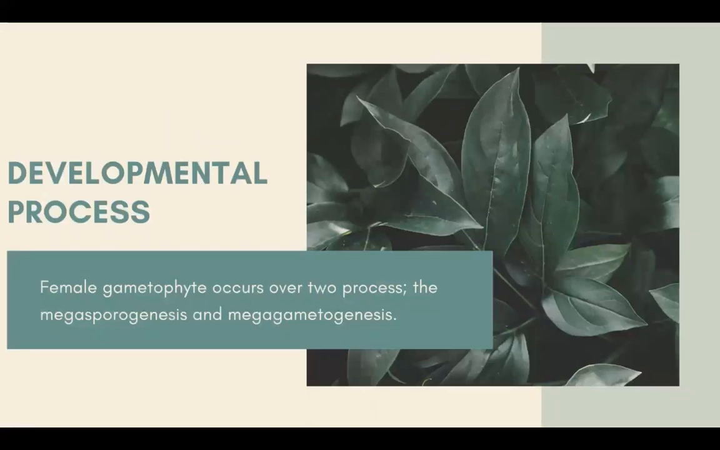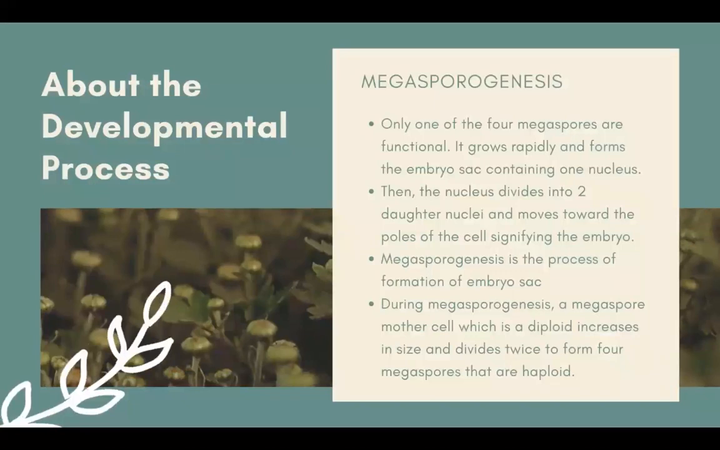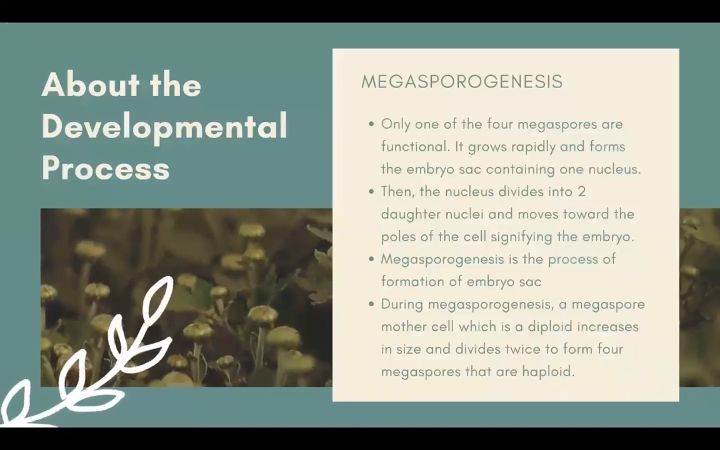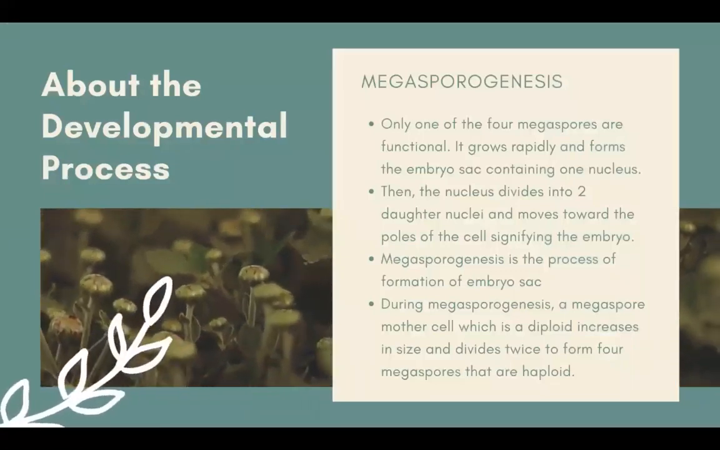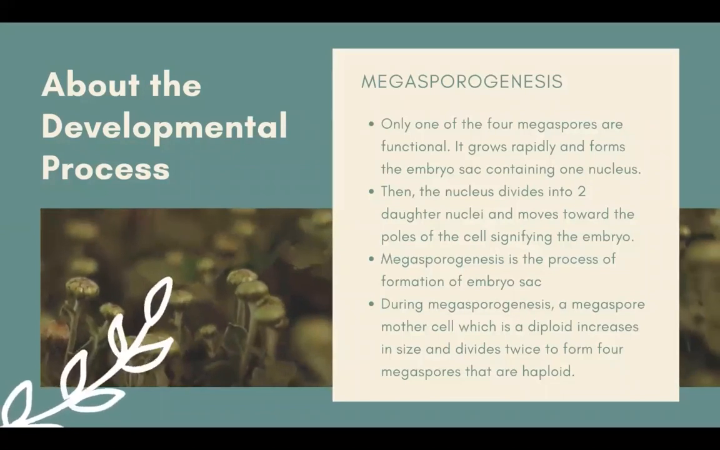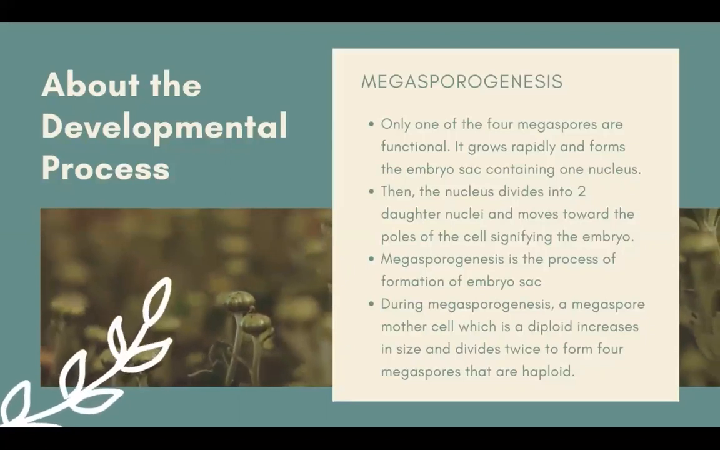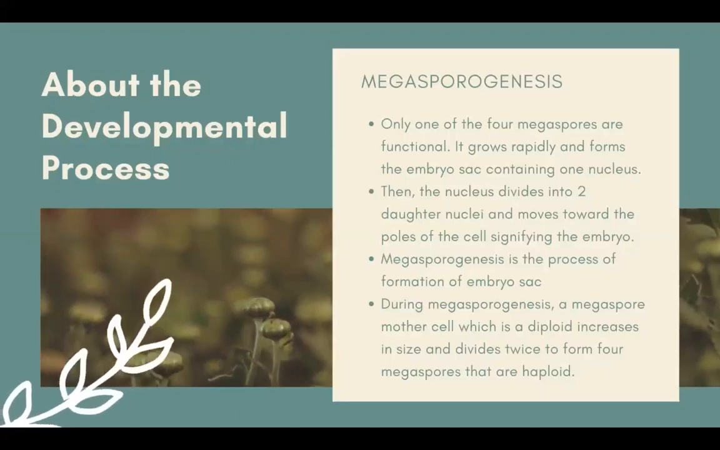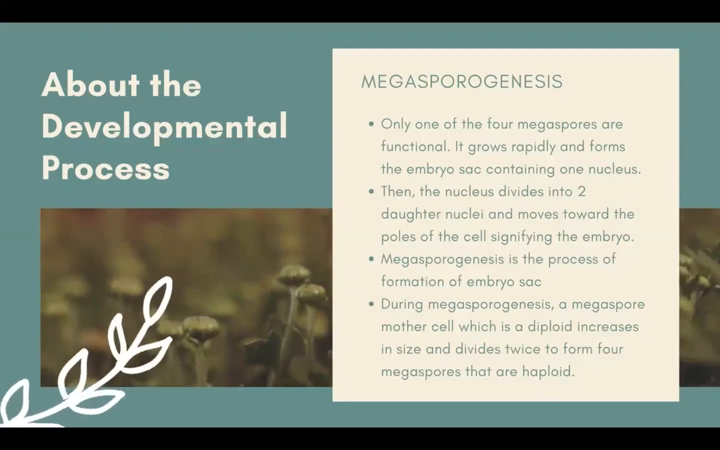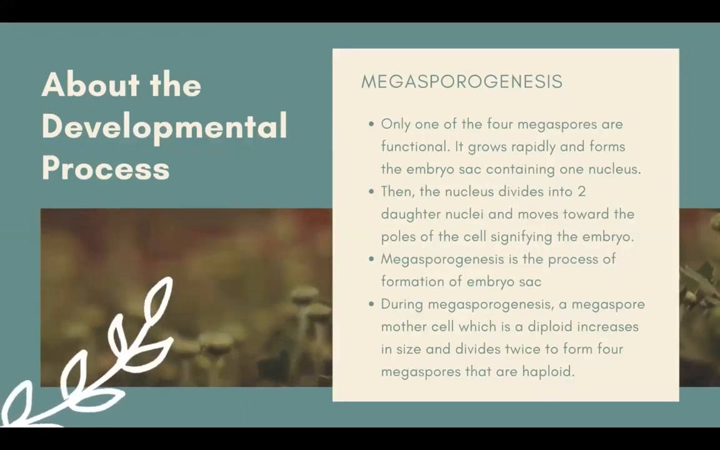The developmental process of female gametophytes occurs over two processes, megasporogenesis and megagametogenesis. Megasporogenesis is the process of formation of the embryo sac. During megasporogenesis, a megaspore mother cell, which is diploid, increases in size and divides twice to form 4 megaspores that are haploid. However, only one of the 4 megaspores is functional. It grows rapidly and forms the embryo sac containing one nucleus. Then that nucleus divides into 2 daughter nuclei and moves toward the poles of the cell, signifying the embryo.